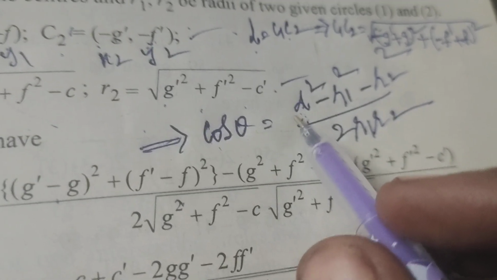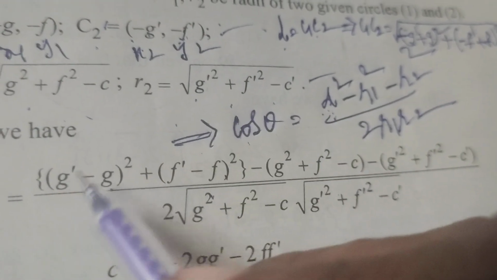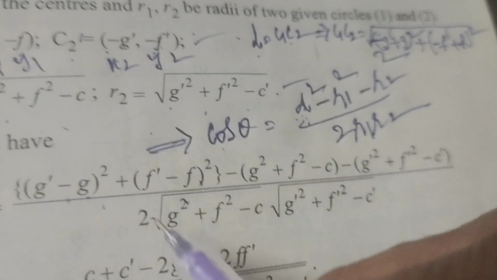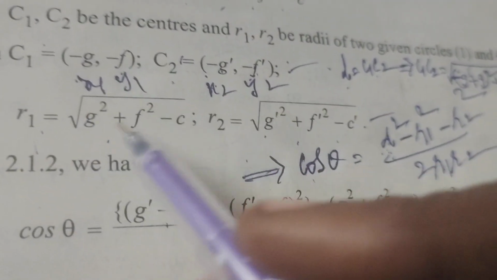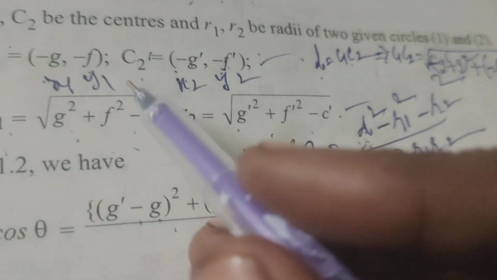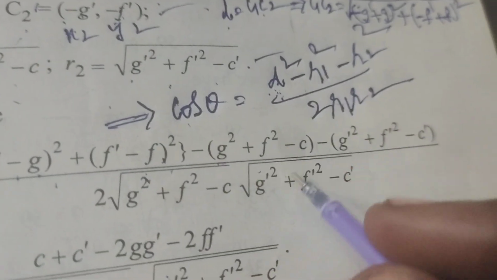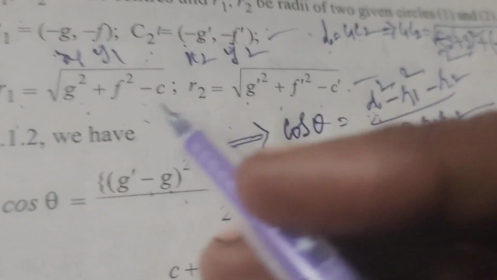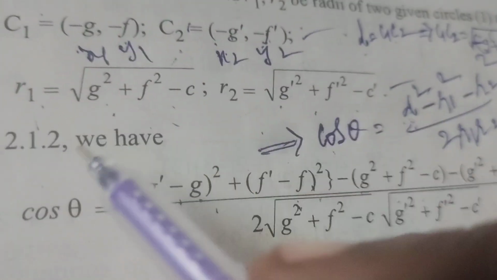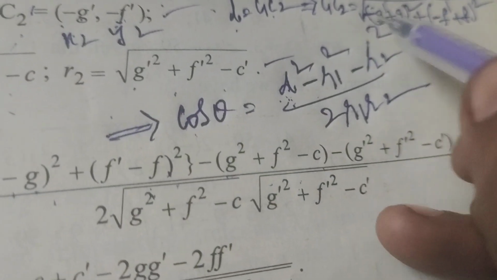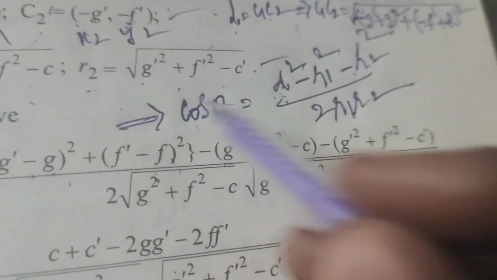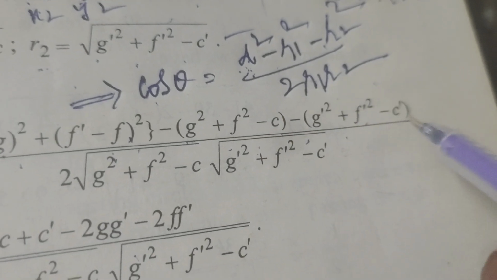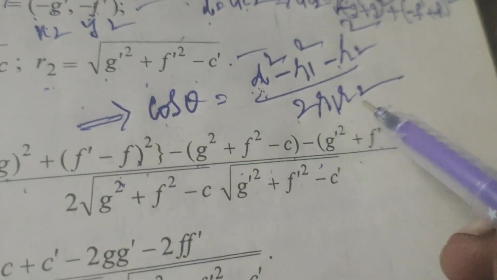Substitute in this formula: d square means g' minus g whole square, next plus f' minus f whole square, next minus r1 square. What is r1? Root of g square plus f square minus c. The square root gets cancelled, then we get g square plus f square minus c. Minus similarly r2 square; here only r2 is there, so the square root gets cancelled. Then we get g' square plus f' square minus c', by 2 r1 r2.